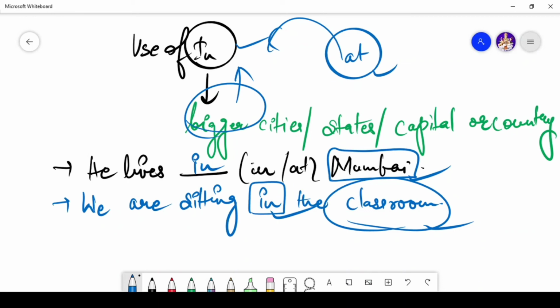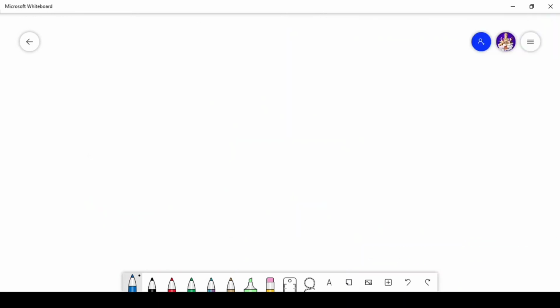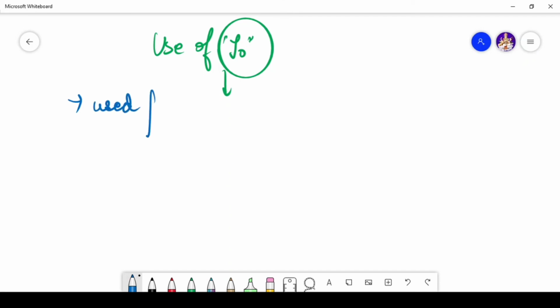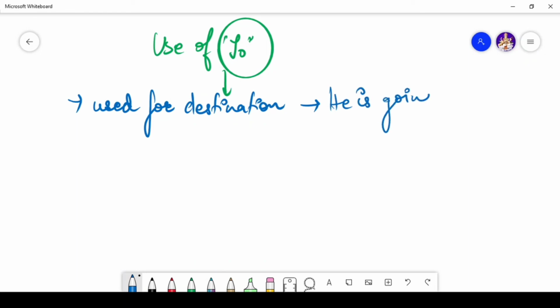Now the next use is the use of "to". So "to" can be used in different scenarios. "To" can be used whenever you are talking about a destination. Let's say you have to say that he is going to school. Where is he going? He is going to school. Here you are talking about a destination.